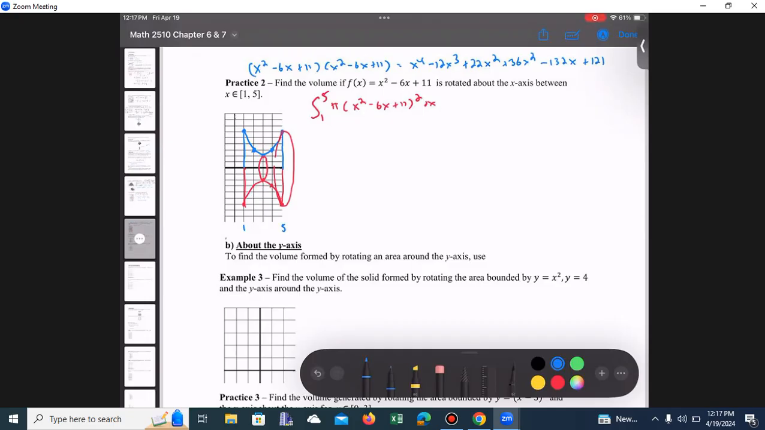And the x squared term is going to be 58 now. Let me make sure I have the signs right with those. 11 is 22, 22, 36, yeah. Alright, so write this now. Integral from 1 to 5 of pi times x to the 4th minus 12x cubed plus 58x squared minus 132x plus 121 dx.